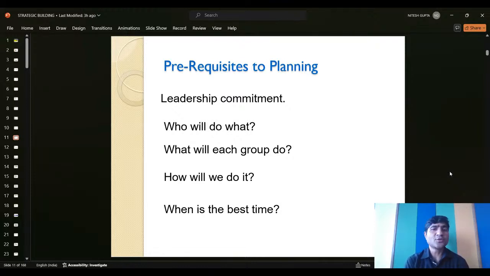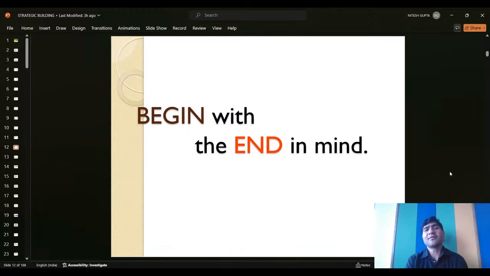So what will each group do? That is the next question you will have to ask. How will we do it? When is the best time to do it? So all these prerequisites of the planning you will have to focus on.